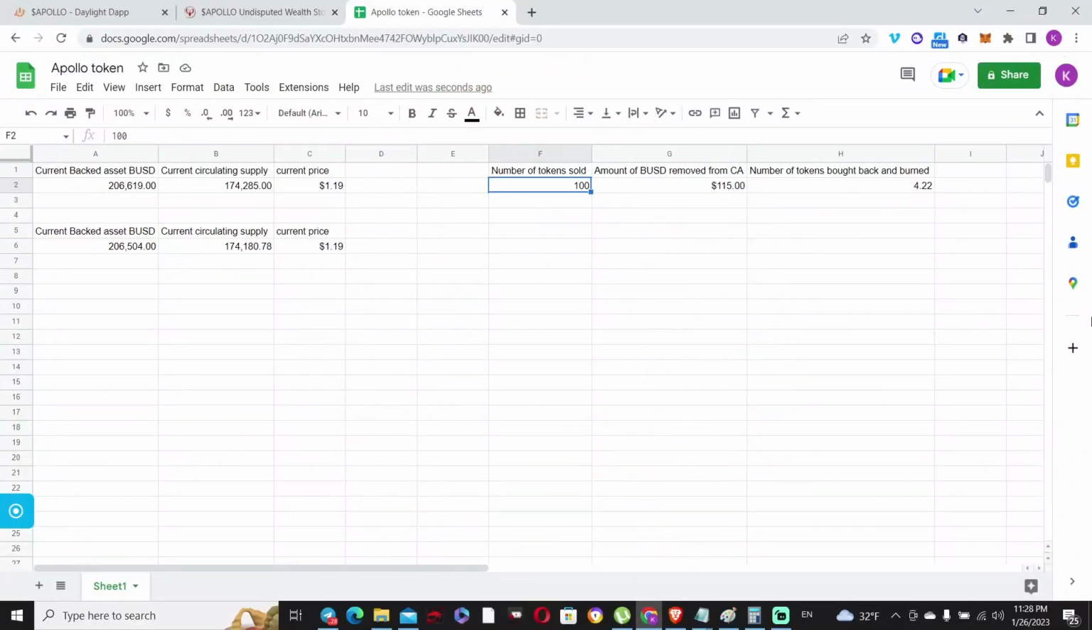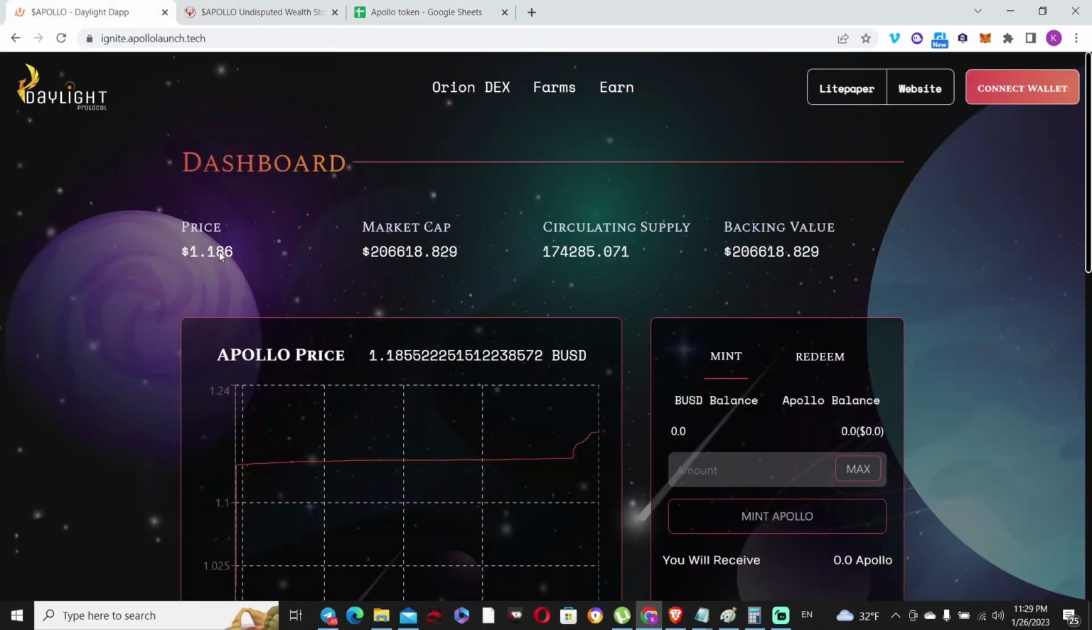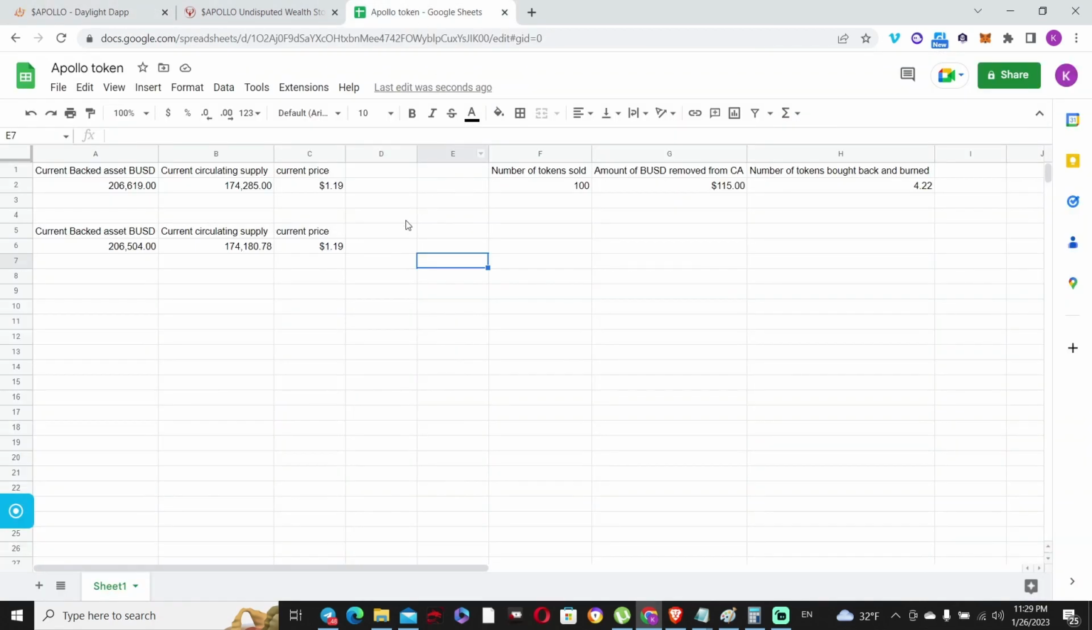I just refreshed the metrics just to give you a quick rundown, a quick example of how this happens. So right now we have that much in the BUSD contract. Those are the assets backing the Apollo token in circulation, which are about 174,285. And based on the ratio, the current price is about $1.19. Now, of course, if you round that up, you get 1.19, correct?